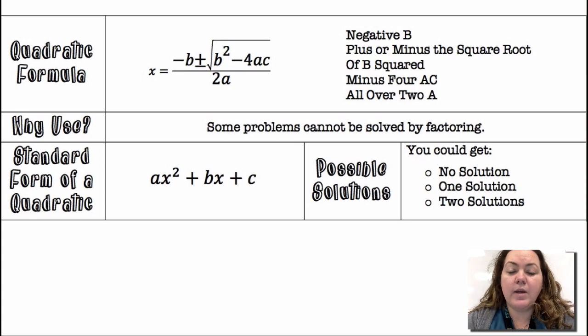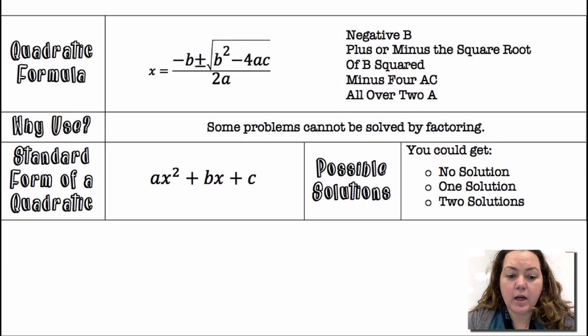Some problems we cannot solve by factoring. They're not factorable, right? The quadratic formula works for every type of problem that's a quadratic, but it is a little bit more work than factoring. Usually factoring will be easier, but this will work for everything. It doesn't always give you the nicest numbers.